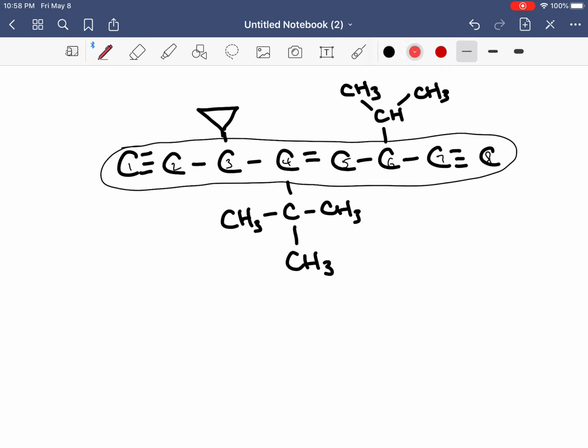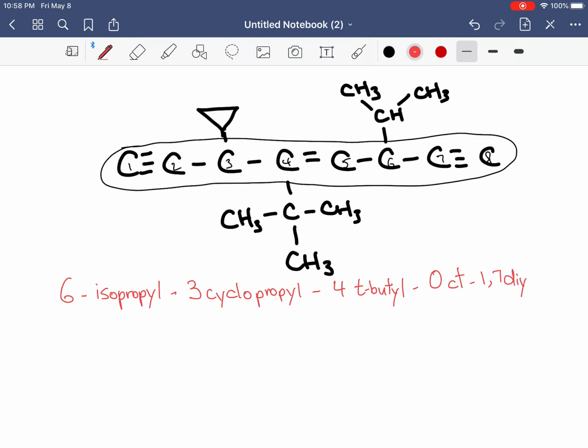Right? And the name for this bad boy is 6-isopropyl, 3-cyclopropyl, and 4-T-butyl, oct-1,7-diene, fluorine. I hope I got it right.